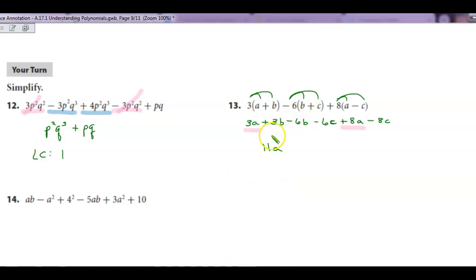Then I have a 3b minus a 6b. Well, 3 minus 6 is negative 3, so minus 3b. And then my last ones are c's. And I have a negative 6c and a negative 8c. And when you add negative 6 plus negative 8, I get negative 14c.